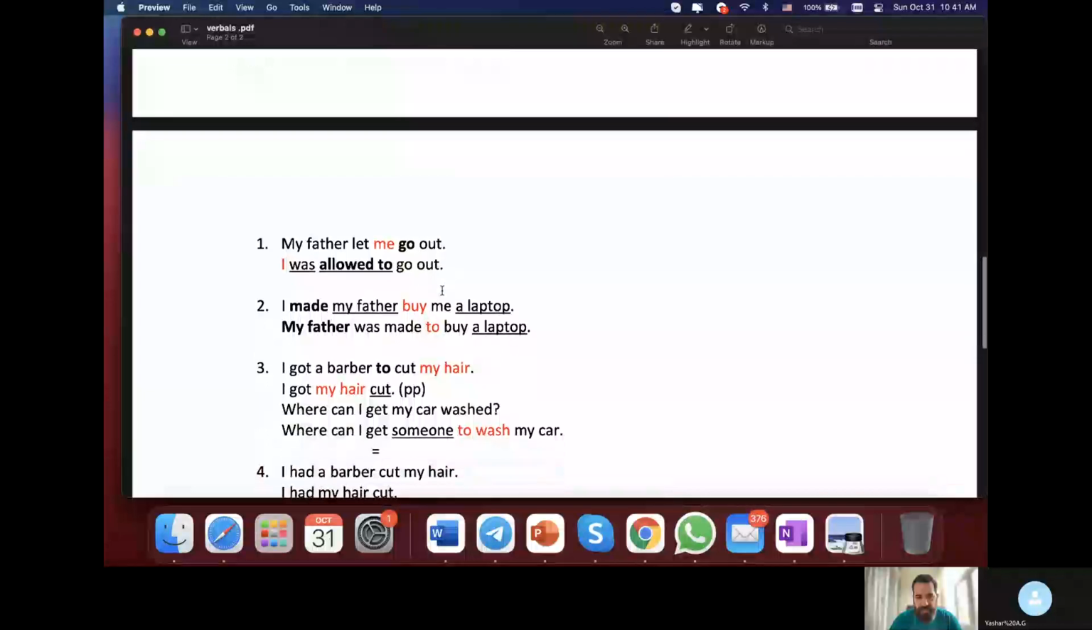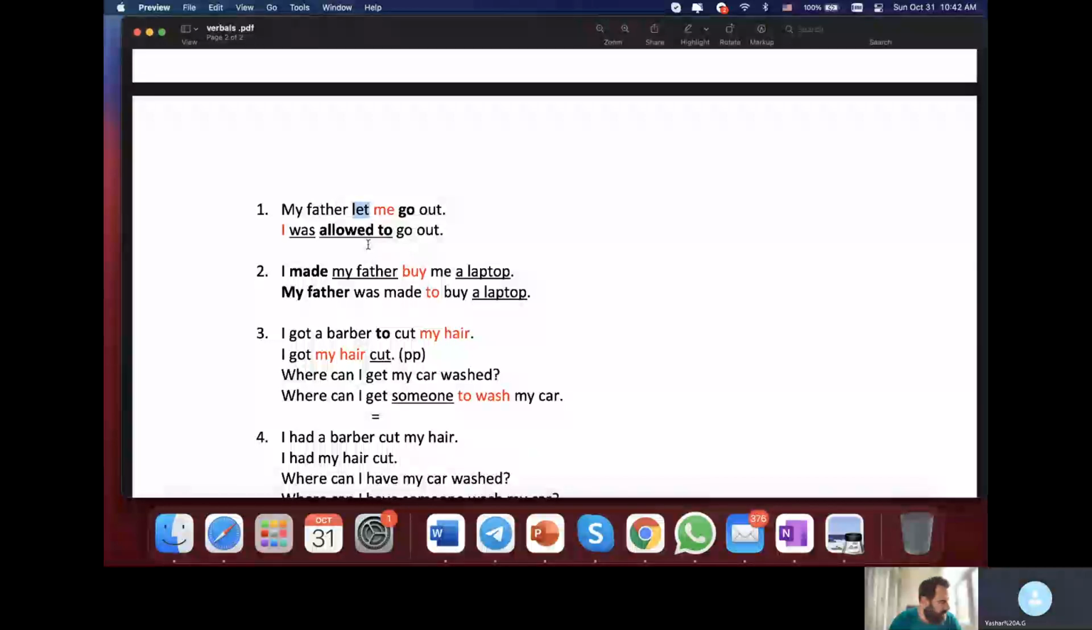So, for example, my father let me go out. So here this go is a bare infinitive because we have let. Sometimes in bare infinitive.